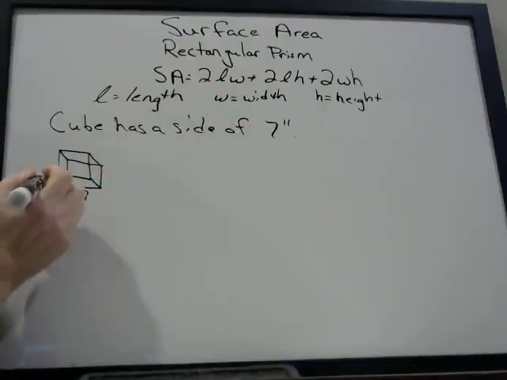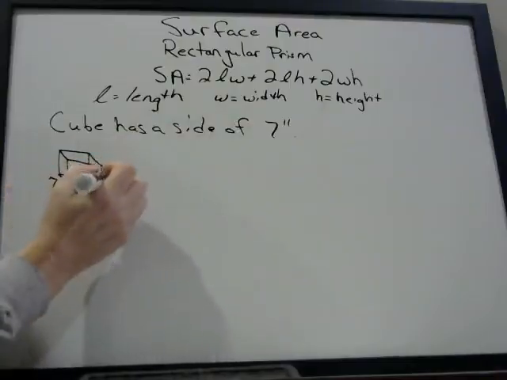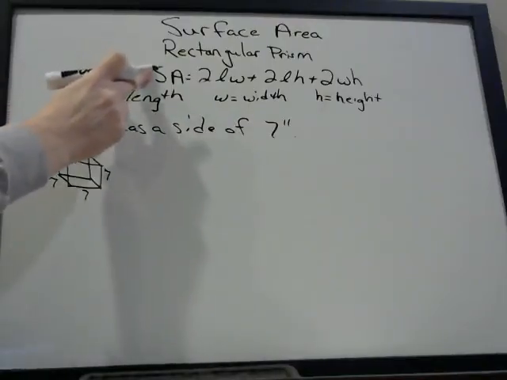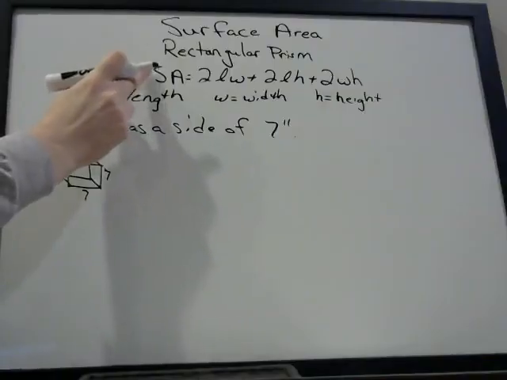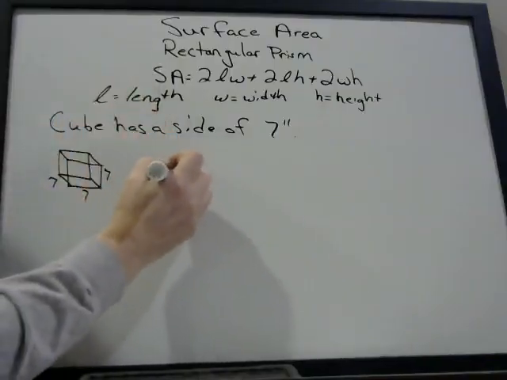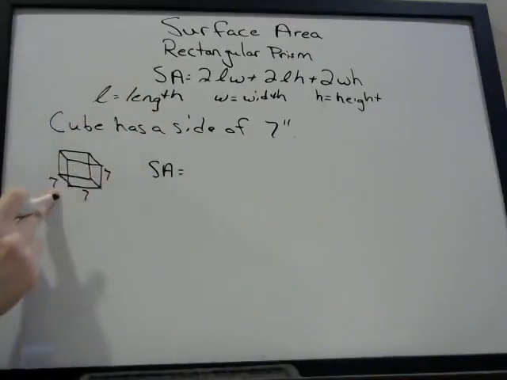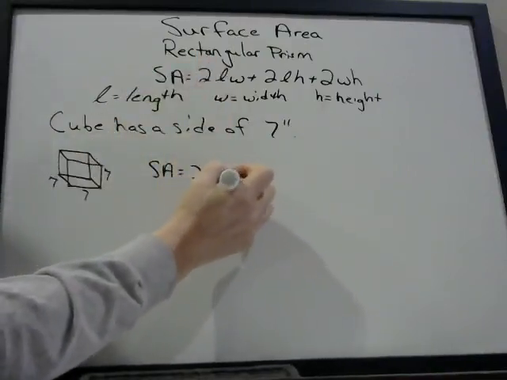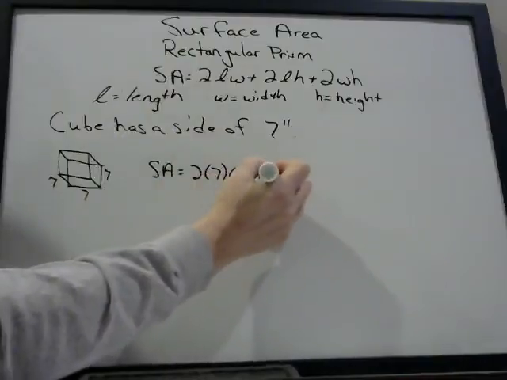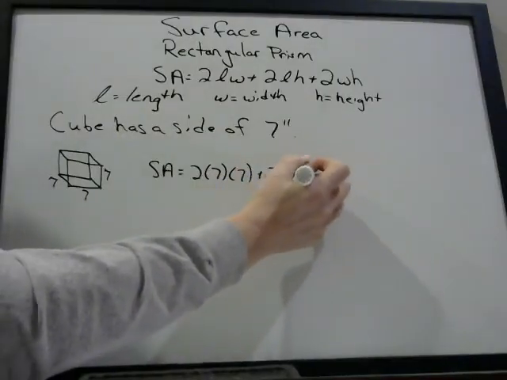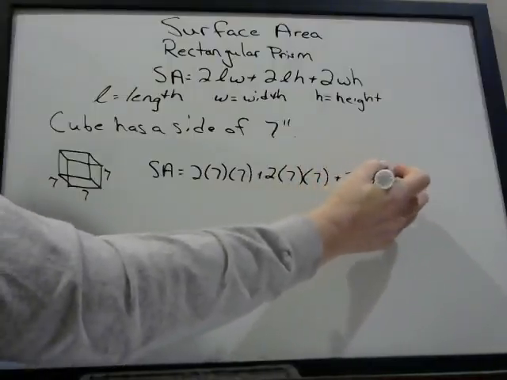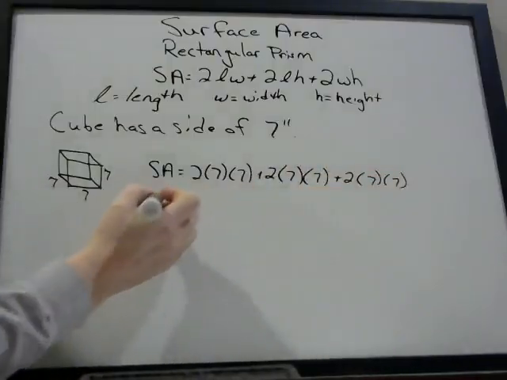Once we have the length of one side, we know the length of all of the other sides because they are all the same. So here we can use the same exact formula. I will show you a shortcut after we use the formula. So again, we're just going to plug the numbers in. 2 times length, length is 7, times width, width is 7, plus 2 times length, length is 7, times height, height is 7, plus 2 times width, width is 7, height is 7.